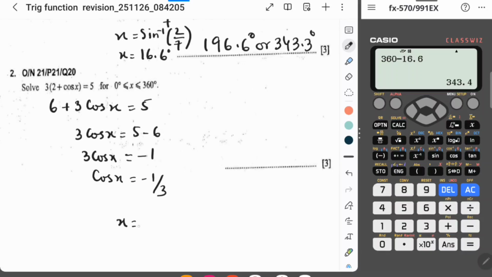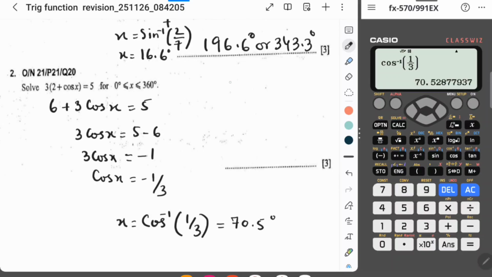Now you're going to find out the reference angle, cos inverse 1 over 3. Your cos is negative, so we'll have to see in which quadrant it is. Otherwise, you just find out what is cos inverse 1 over 3. Don't put the minus sign to find the reference angle. So that is cos inverse 1 upon 3, and then you'll be getting 70.5 degrees, which is not the right answer.